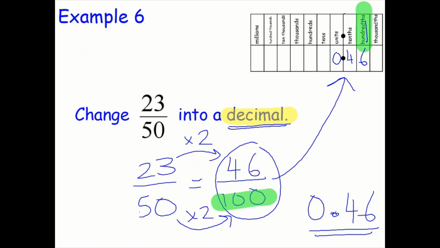Let me just show you what one error sometimes is: if you write the 46 in there, but you can't have 2 digits in one column, you can only have 1 digit in each column. It's 46 hundredths like this: 4 tenths and 6 hundredths makes 46 hundredths, 0.46, so that is your answer there.